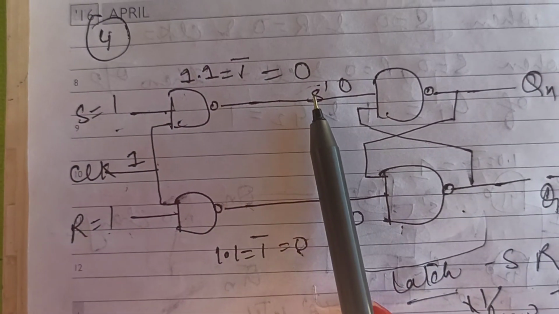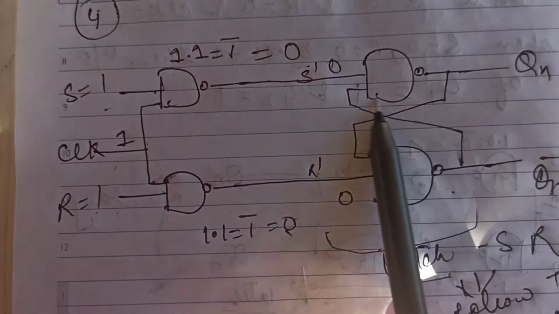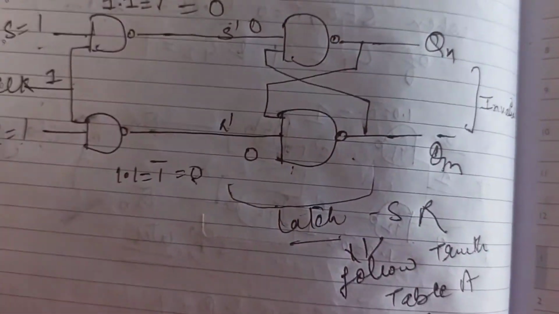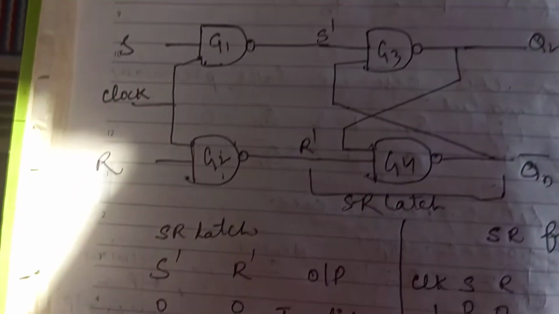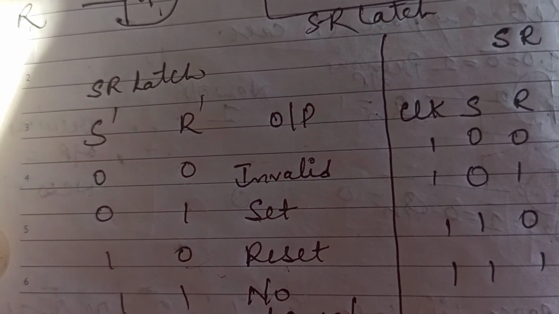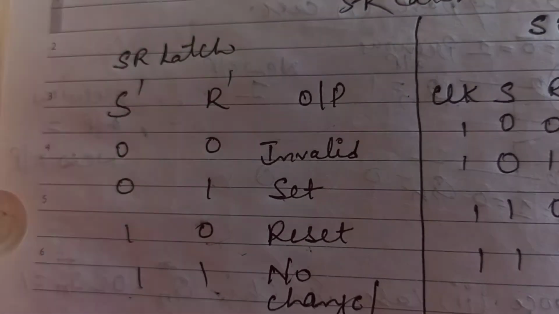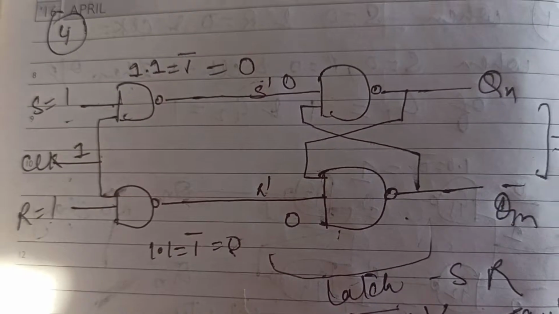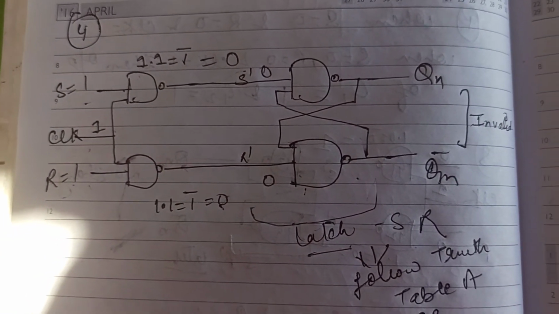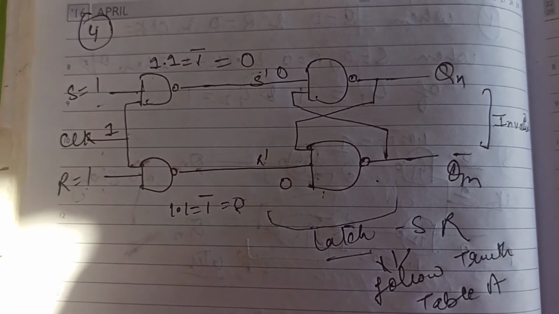Here you can see that S dash is 0 and R dash is 0, and this is basically the SR latch. We can see it from the truth table. This is the truth table of the latch. When S dash and R dash are both equal to 0, the state is invalid. So we can say that the output of this state is also invalid. In which state is the output invalid? When both the values of S and R are equal to 1.